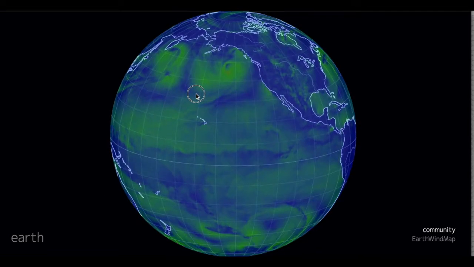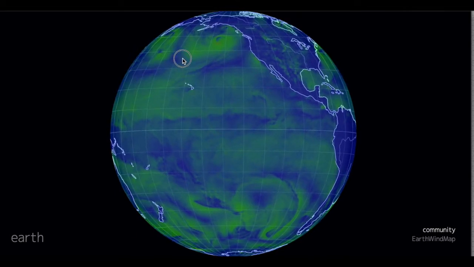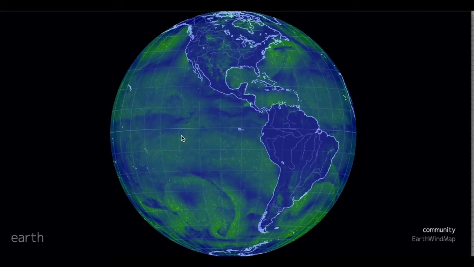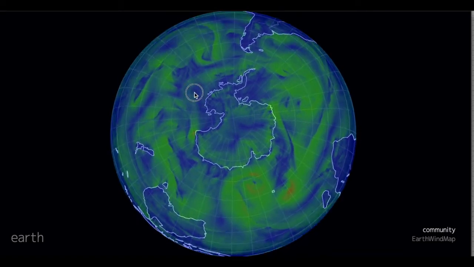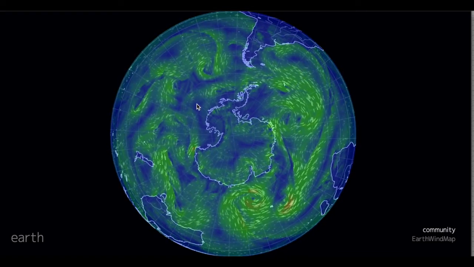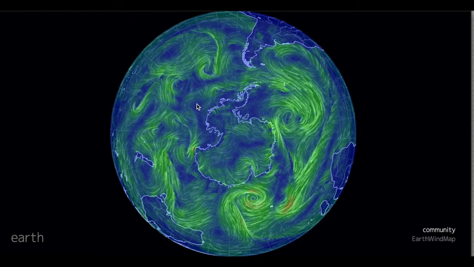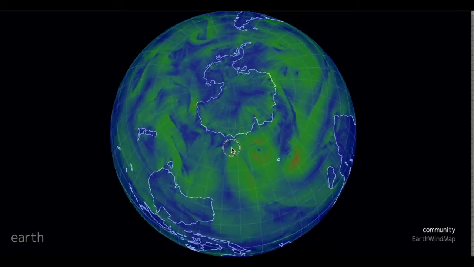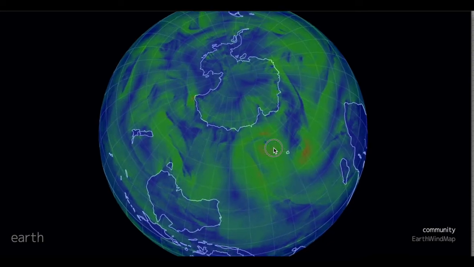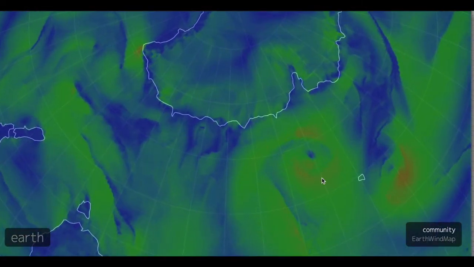Let's take a look at the Southern Hemisphere and see if we can find any of those low pressure systems. Now remember, low pressure systems in the Northern Hemisphere are going to be going counterclockwise. Will they do the same in the Southern Hemisphere? Once again, you can see those lines bunched up together, which indicates strong winds. And those green blobs, lots of clouds and rain.